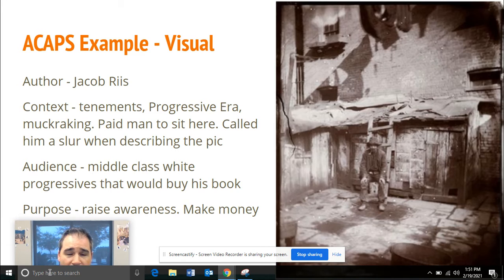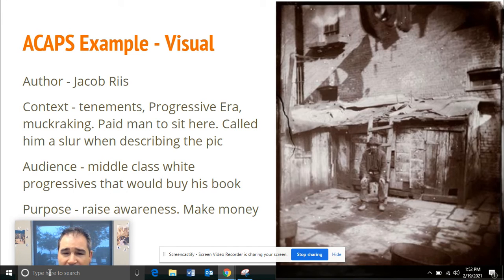He is trying to make some money off of this. He's also trying to raise awareness. So that's the purpose. The context of this, he's talking about problems of the inner city, particularly tenements. Tenements were full of newly arrived immigrants who tended to be poor. So he's trying to show their problems. This is part of the Progressive era. So he was trying to get the government to change elements of the urban situation. So he's trying to raise awareness.